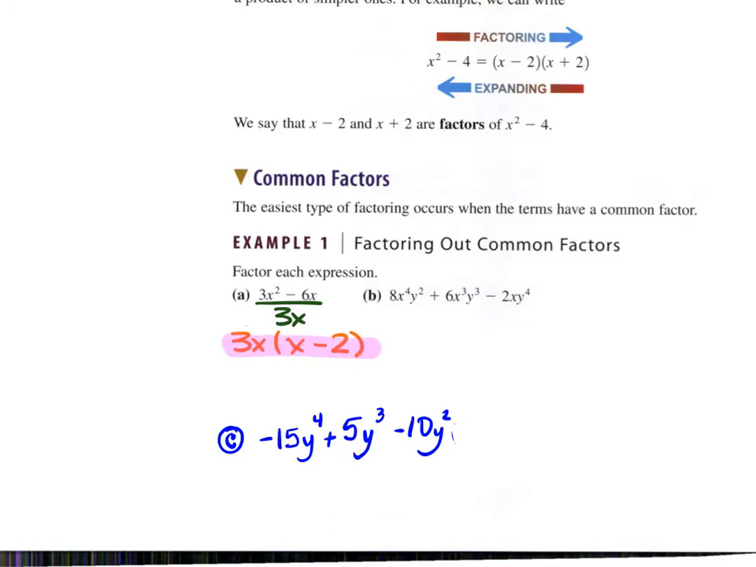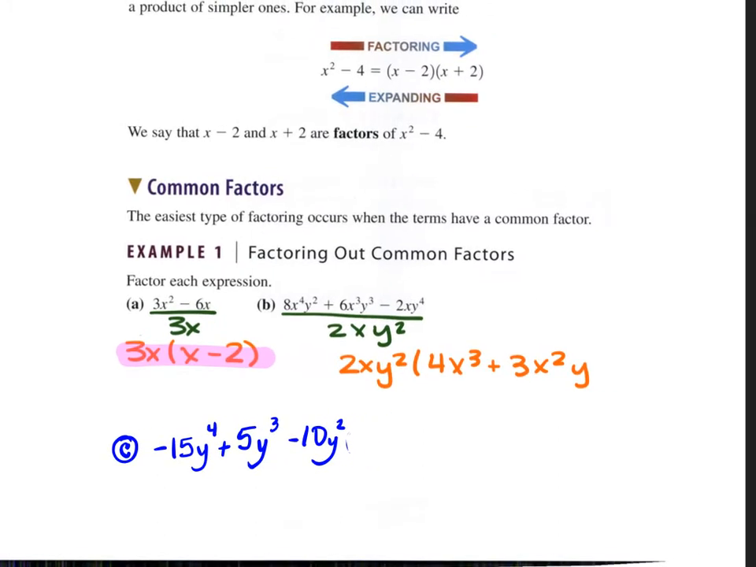For b, we have 8x to the 4th power y to the 2nd power plus 6x cubed y cubed minus 2xy to the 4th power. So our greatest common factor here is 2xy squared. So this is going to turn into 2xy squared times 4x cubed plus 3x squared y minus y cubed, or sorry, y squared.